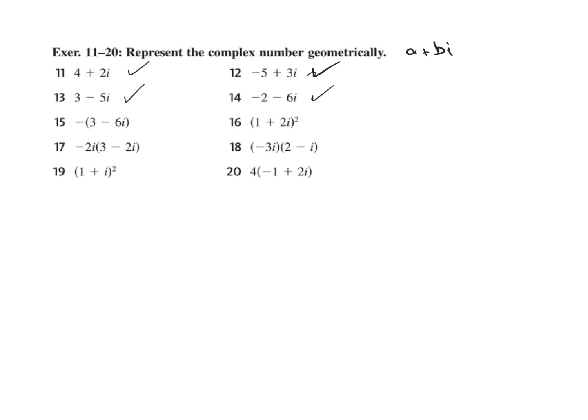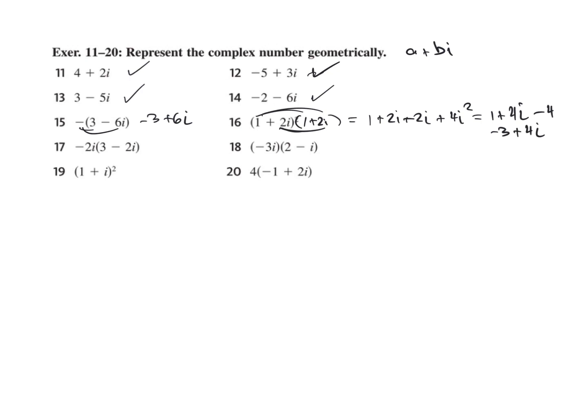But 15's not done. So this would be negative 3 plus 6i, distributing the negative sign. We square this, what do you get? Well, if we multiply it by itself and figure it out, so that's 1 plus 2i plus 2i plus 4i squared, which is going to be 1 plus 4i minus 4, or negative 3 plus 4i. And that would be your answer.